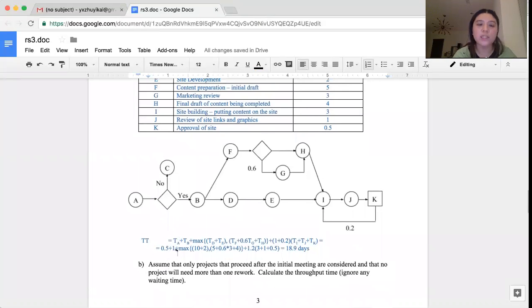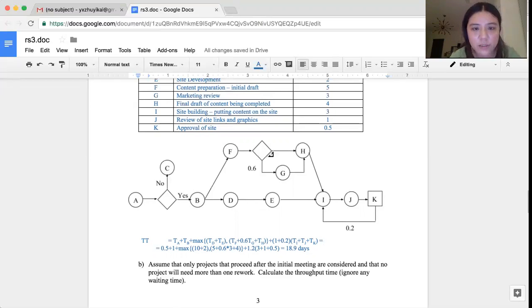So TA requires 0.5 days, and TB, step B, requires 1 day. And the time for procedure D and E, for D is 10 days, and for E is 2 days. So together is 12. And the time for F is 5 days, and for market review is 3 days, and for the final review is 4 days.